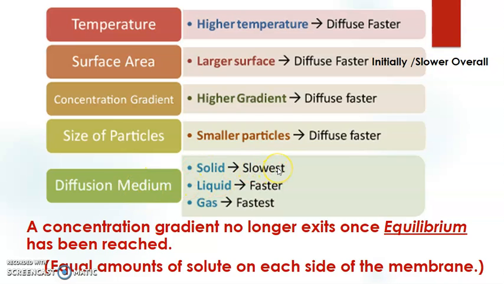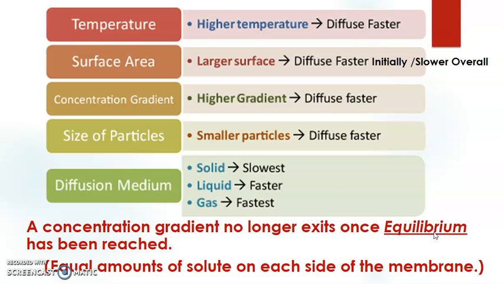It takes a long time for, say, water to percolate through rock. Liquid would be very fast. Gas would be the fastest. But one thing I want you to take away is, once a concentration gradient no longer exists, that means you're not 90% on one side and 10% on the other. Now you're 50-50. You've reached what's called equilibrium.